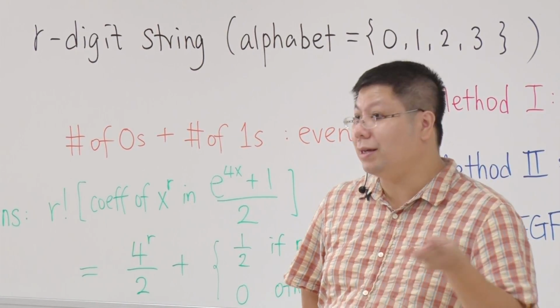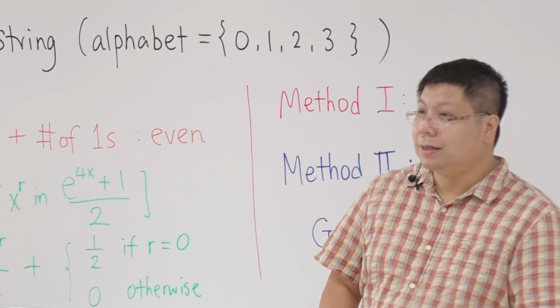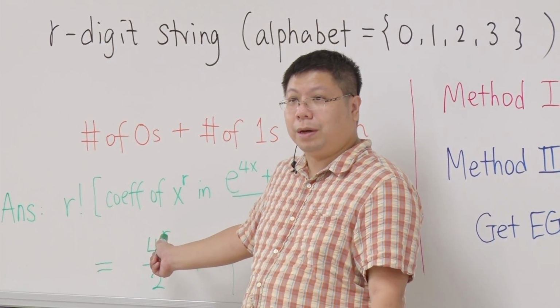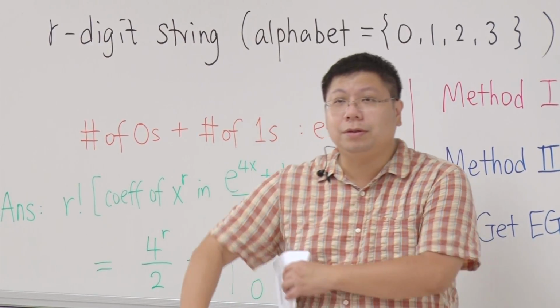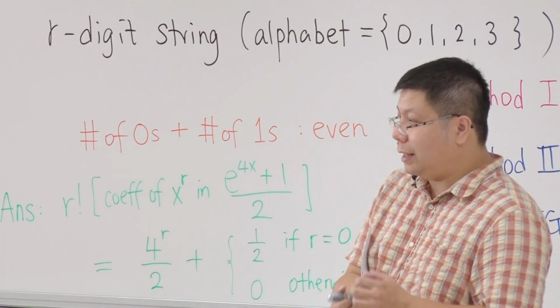2 and 3, right? We can have a digit 2, we can have a digit 3. Is that okay? And how about this case? When r is equal to 2, then what will happen? R is equal to 2, it says that there's going to be 4 to the power 2 divided by 2, so 8 strings. Which 8 strings?